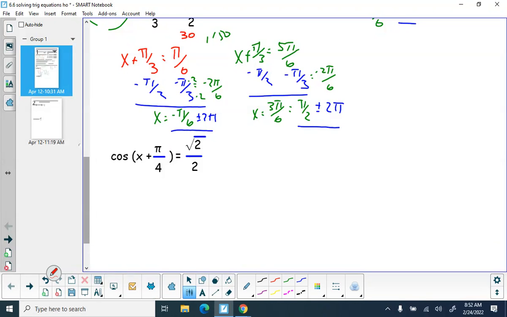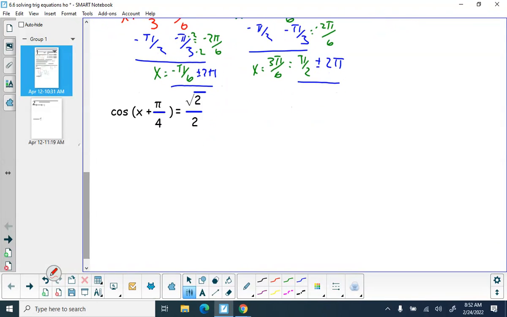So we take a look at the second one. We have cosine of (x plus pi over 4) equals square root of 2 over 2. If I can get rid of the cosine, what do we have to do? Inverse cosine. So once again, I would start out in degree mode, take my inverse cosine of square root of 2 over 2, and then convert that into radian form in terms of pi.